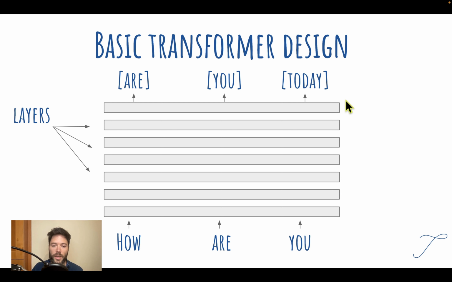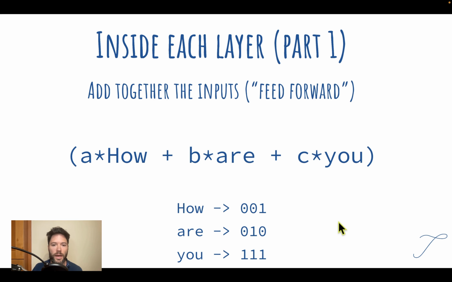Now, there are 2 ways that you can increase a transformer in size. One is you can have more of these repeating units or layers, and the other is you can make each layer bigger. So you can make the number of matrix parameters within a layer larger and larger. Let's take a quick look here at what happens inside a layer. There are 2 things that happen within a transformer layer. The first is a feed-forward mechanism.